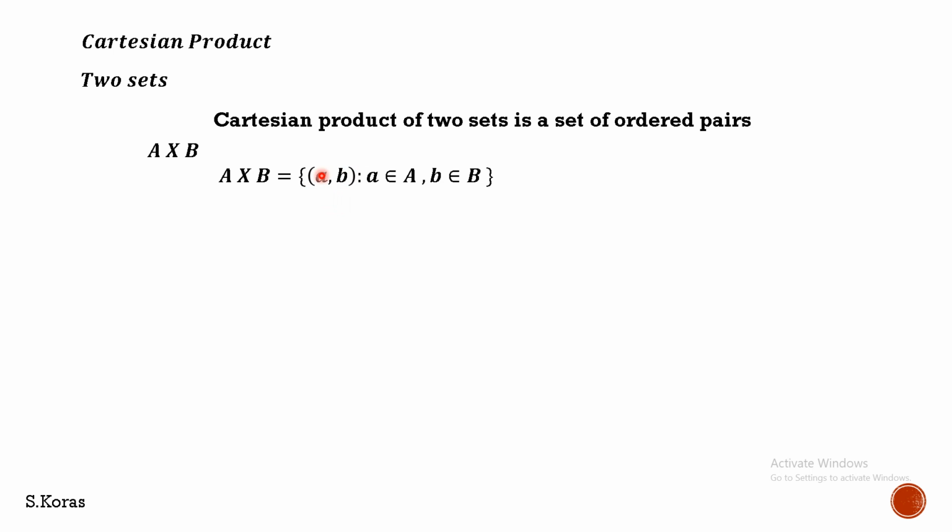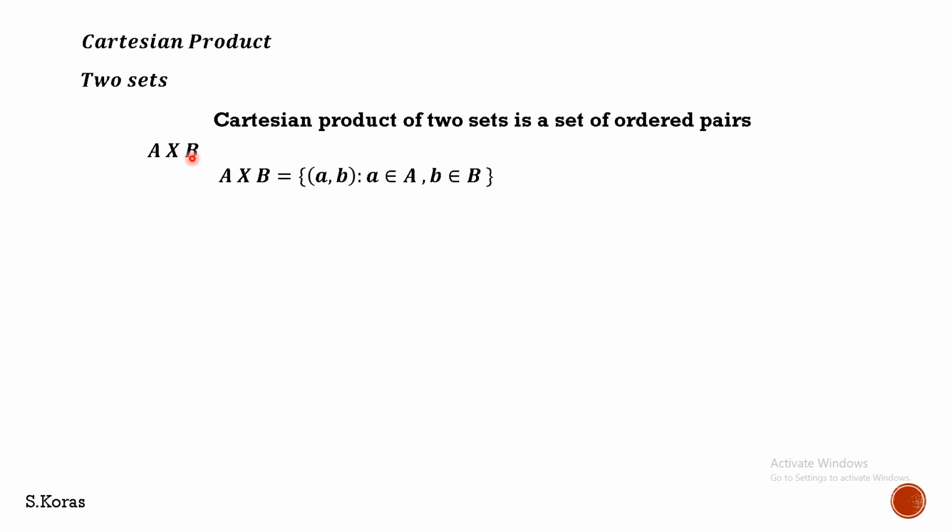The first element belongs to the first set and the second element belongs to the second set. That's all. So the Cartesian product of two sets is nothing but the ordered pairs of the two sets. If it is A cross B, then the first element will be from the set capital A and the second element will be from the set capital B.